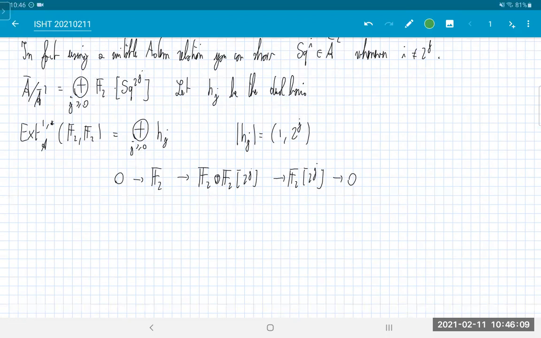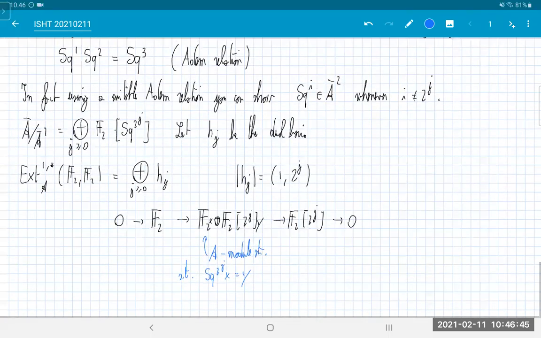Sorry, this color is no good. A module structure such that, let me call this basis element X and Y, such that Sq^(2^j) of X is Y. And all the other squares have to act like zero for degree reasons. And this actually gives you a module structure exactly because you were indecomposable. Because think what would happen if you were to try to do that for Sq^3.